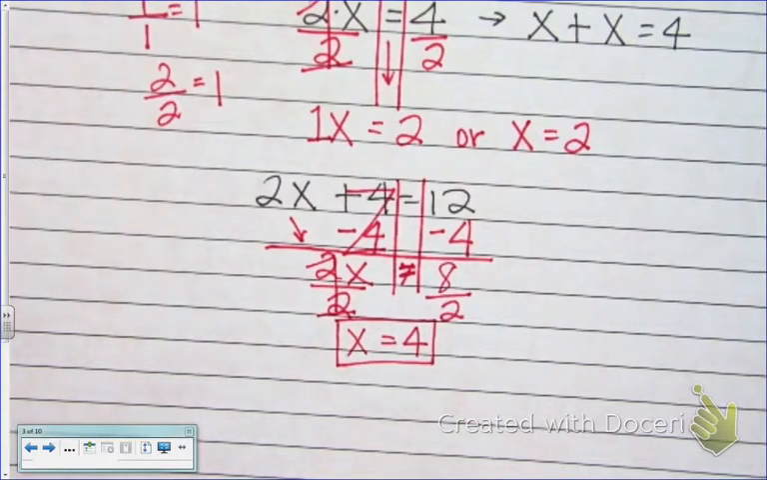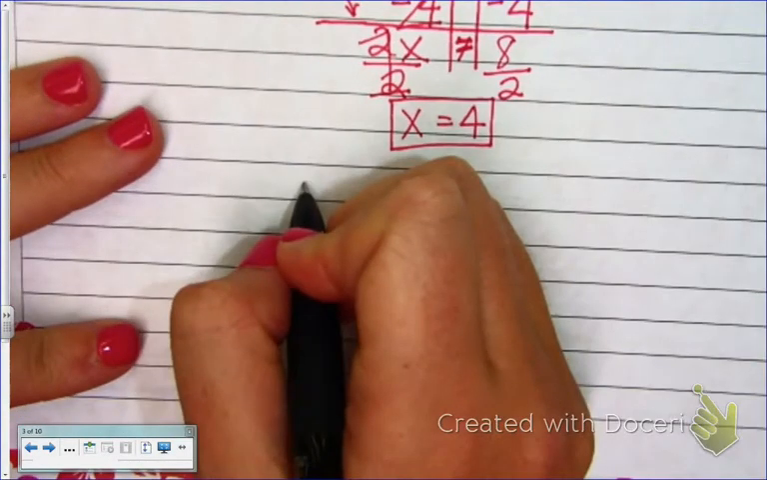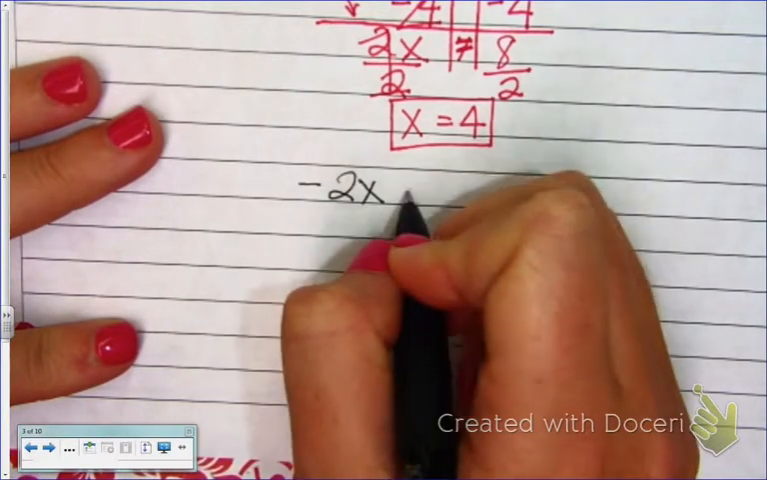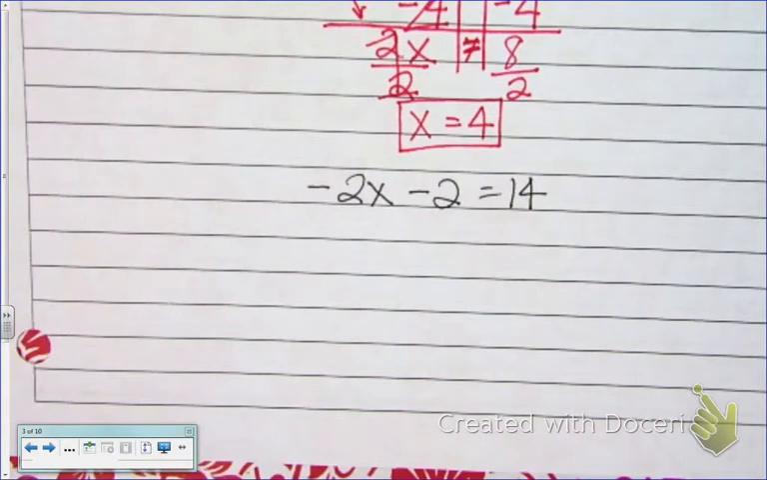Now it gets a little bit more complicated when you start throwing in negative numbers, and that's okay. They're not that scary. The process is still going to be the same. So I'm going to go ahead and show you this one. We have negative 2x minus 2 equals 14. So some number times negative 2 minus 2 is going to give you 14. Okay, so again, we put our train tracks.